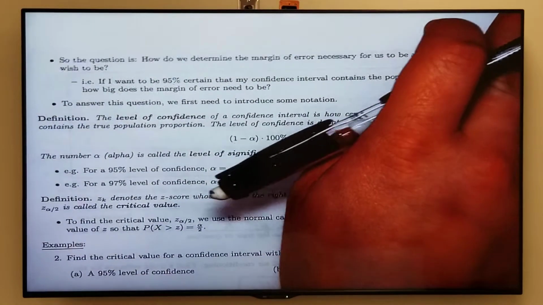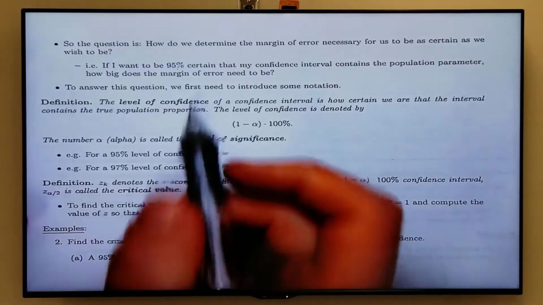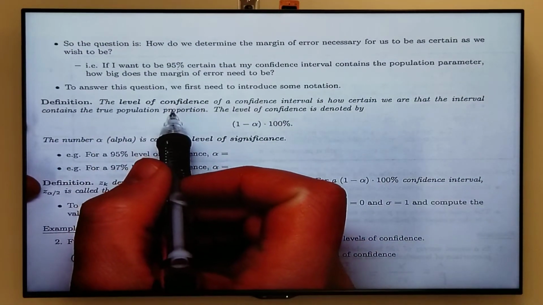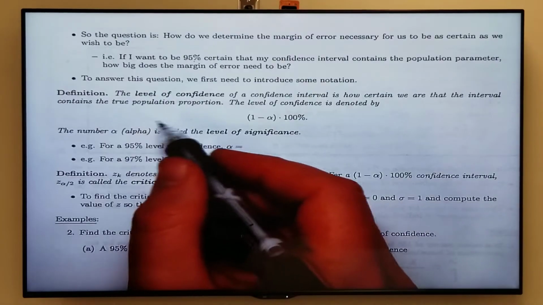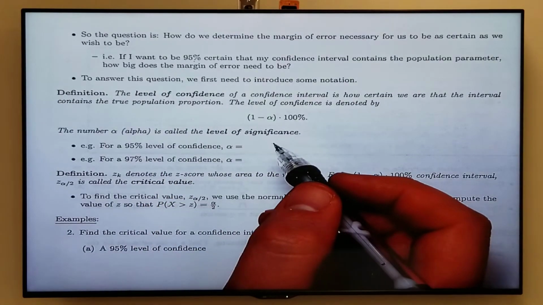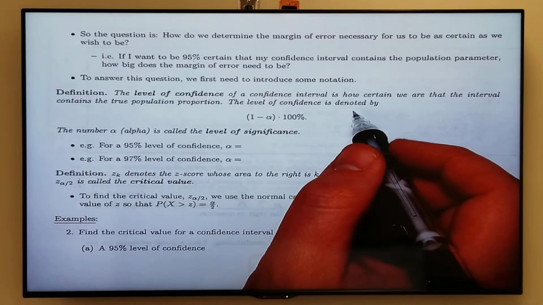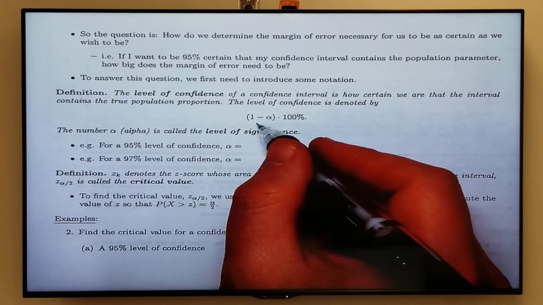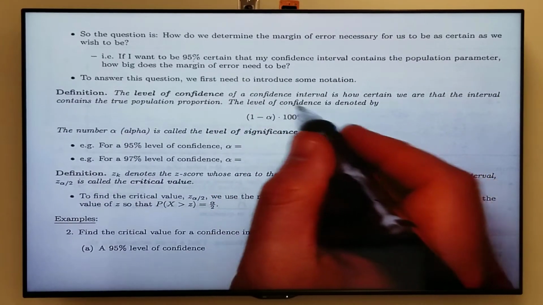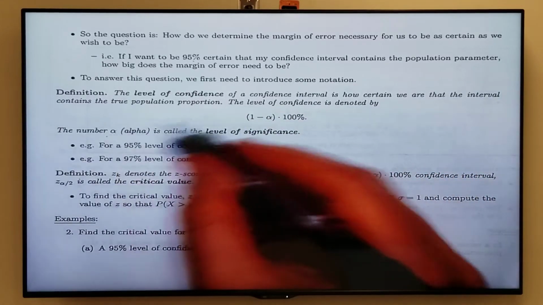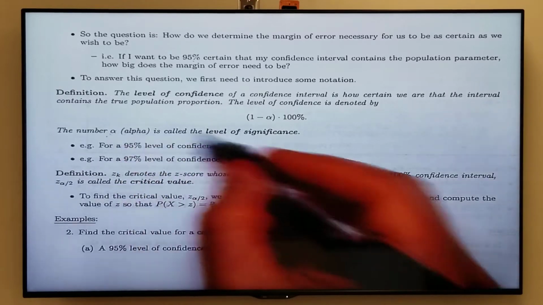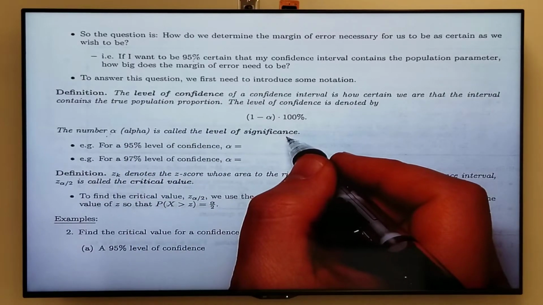First, we need to introduce a little bit of notation. The level of confidence of a confidence interval is how certain we are that the interval contains the true population proportion. We denote the level of confidence by some percentage, and that percentage is related to a number that we're going to call alpha, and that number alpha is called the level of significance.